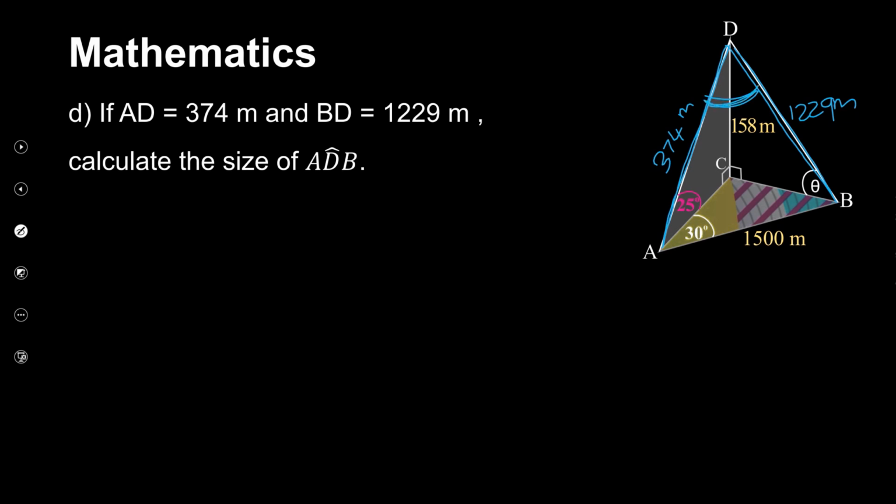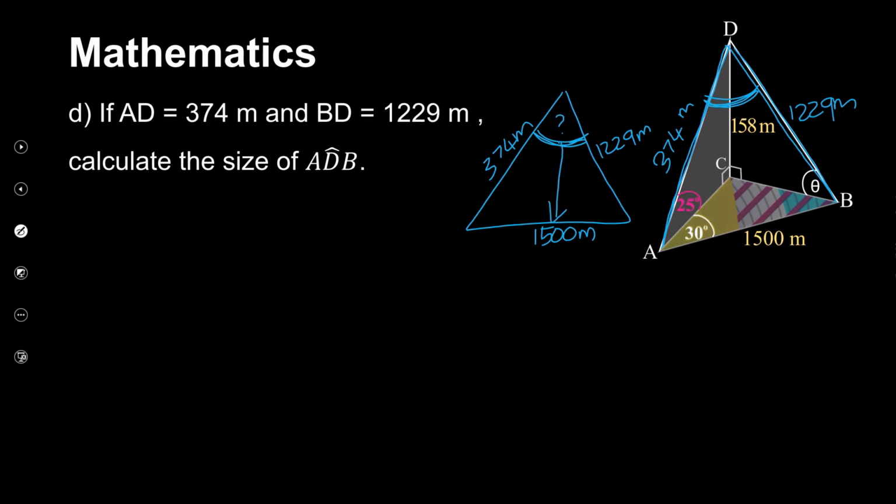So they want us to calculate this angle here. Basically, we're dealing with the inclined plane like this. This one here is 374 meters. This one here is 1,229 meters. And we know that this is 1,500 meters. Because we want to find this angle, we can use cos rule. How can we use cos rule? We start off with the side across the angle we want to find.